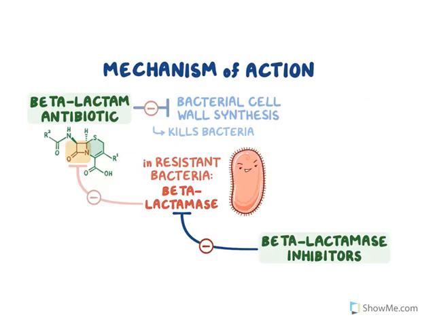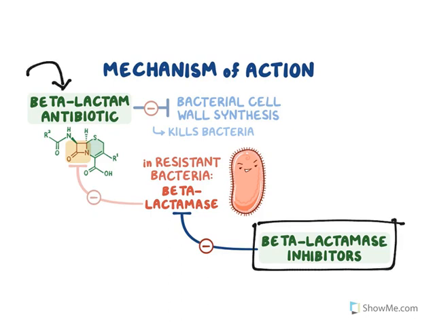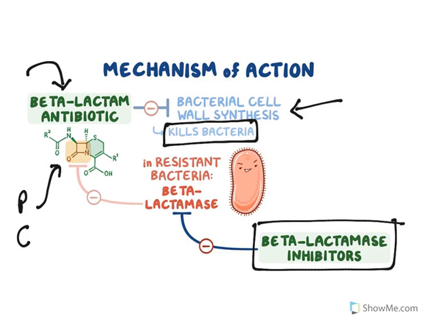Let's get into the topic. Now, beta-lactamase inhibitors, all of them have a common pattern of mechanism of action. Normally, the beta-lactam antibiotics like penicillins, cephalosporins, all of them inhibit bacterial cell wall synthesis. When the cell wall synthesis is inhibited, bacteria is killed. This is the mechanism of action of all these beta-lactam antibiotics.